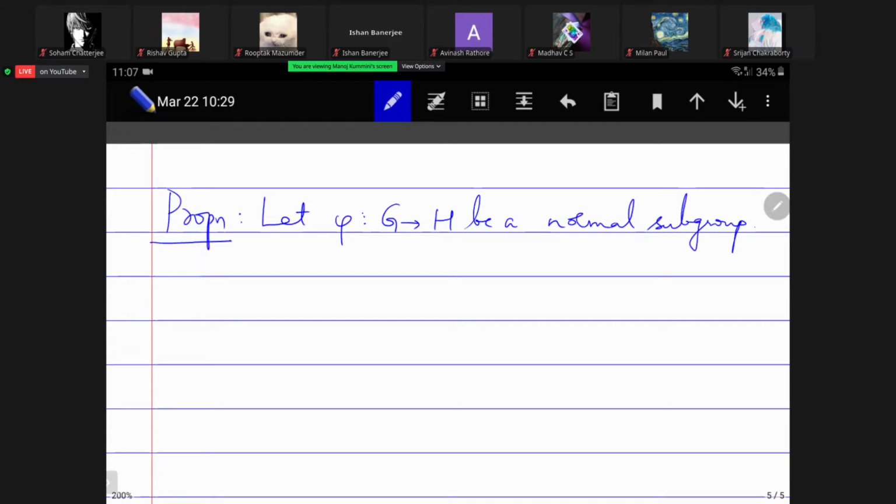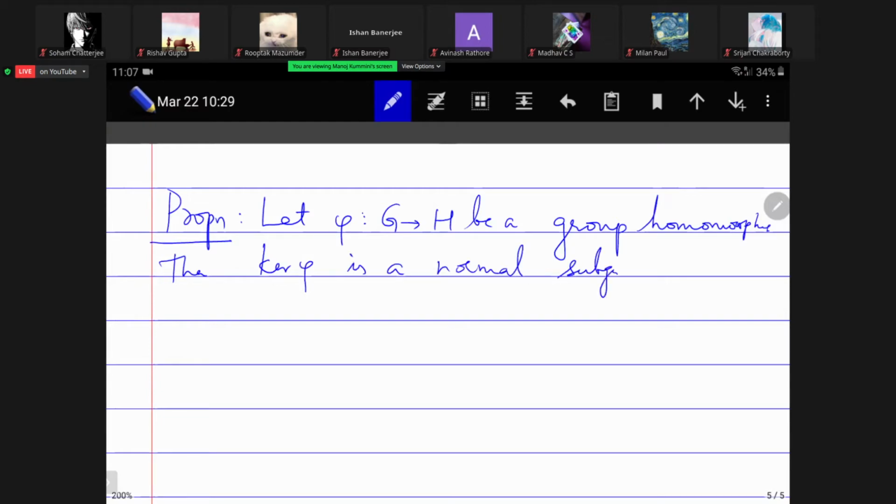I'm sorry, what am I saying? Sorry, the group homomorphism. Then the kernel of phi is a normal subgroup. Whenever we say normal subgroup, we have to say what is the larger group that we are discussing.